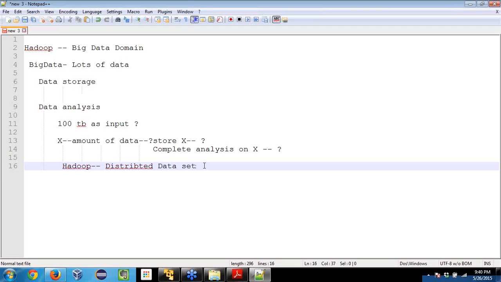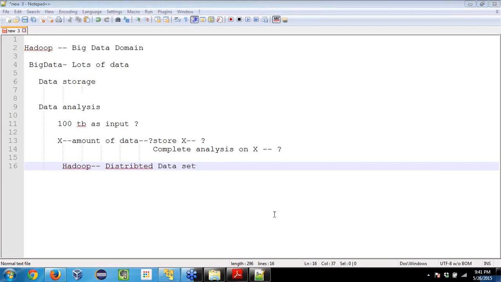It gave us an answer for storing any amount of data and, at the same time, doing analysis on any amount of data. There are no restrictions on big data technologies with Hadoop, right? And how it is achieved, let's see in today's session. So that's what I want to put forward first: what Hadoop is trying to solve.